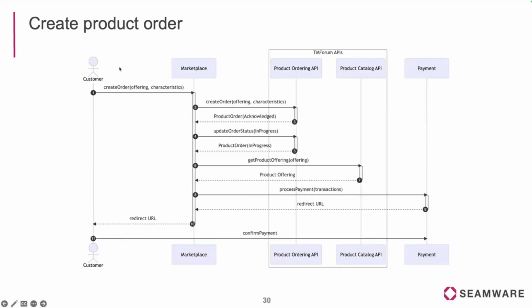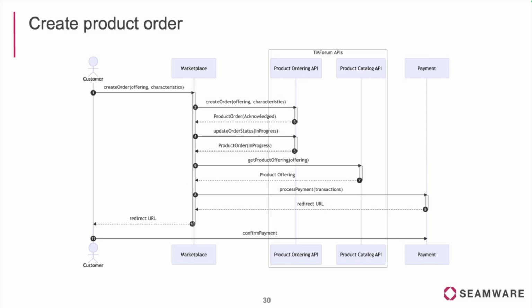So now we can start procuring our product order, which means that we create a product order and we send the product order to the marketplace. The marketplace is going to create the product order in the product ordering API without a status yet. So then we need to acknowledge it. And when we start the process, we have to change the status to in progress and start doing stuff. So while this is in progress, we can download, for example, the payment information from the product catalog API. So we can start the payment of the particular offer.